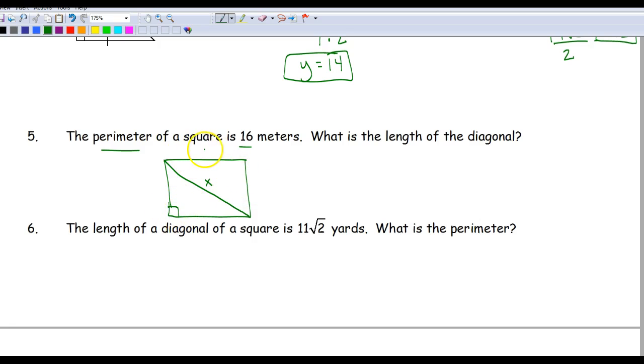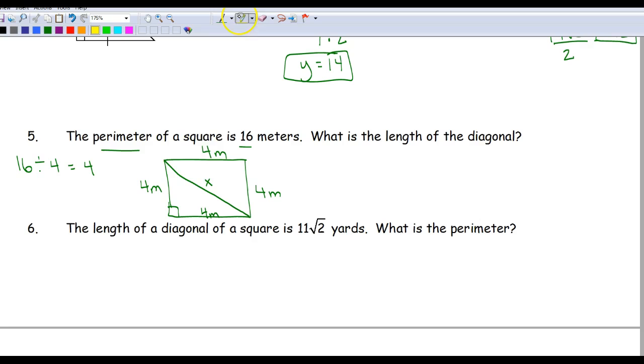Well, it doesn't mean that each side is 16. It means that when I add up all 4 sides, I get 16. So if you're given the perimeter, you have to divide it by 4, because we know it has 4 equal sides. 16 divided by 4, we know that each side is going to be 4 meters long, because 4 plus 4 plus 4 plus 4 is 16.